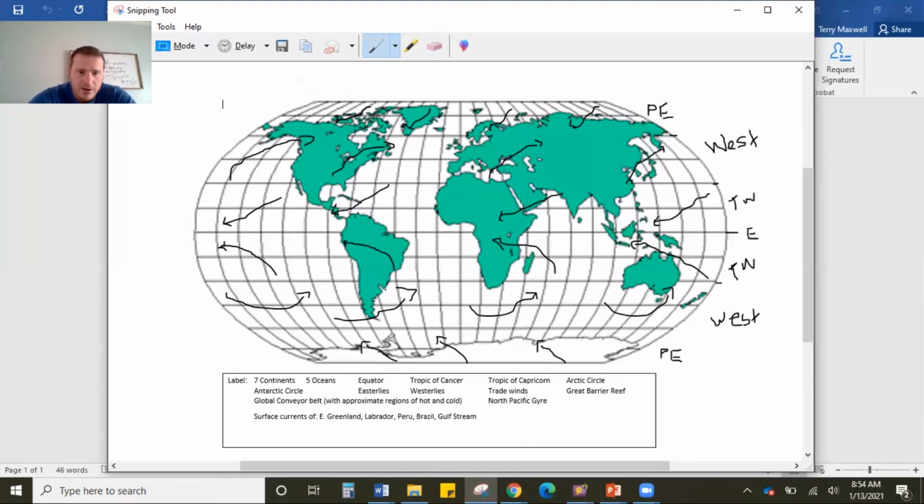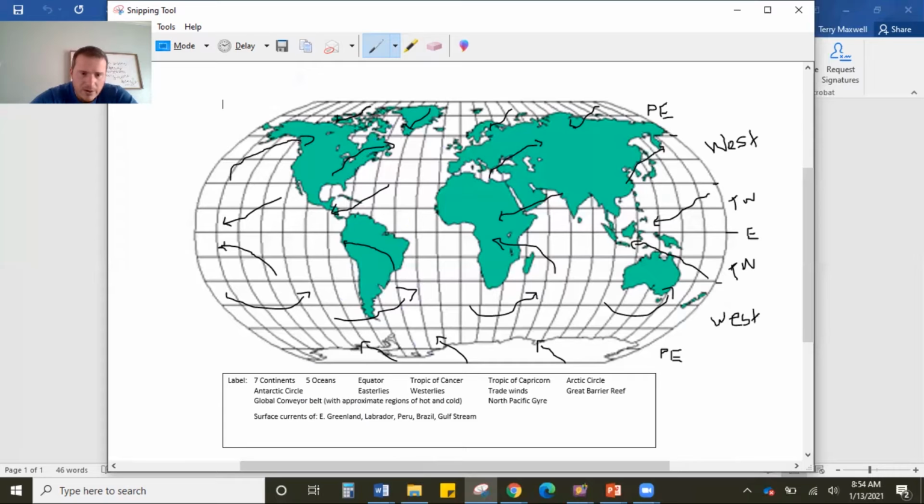And I want to start with the cold currents here. And I just picked currents for this quiz where you're going to have to know these based off kind of which currents really affect our weather along the coast and in North America. So let's look down at the bottom there. You see surface currents of East Greenland, Labrador, Peru, Brazil, and the Gulf Stream.